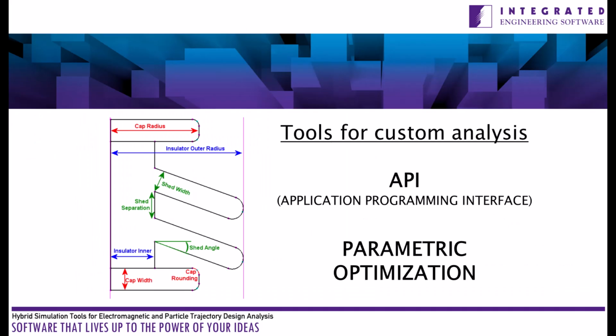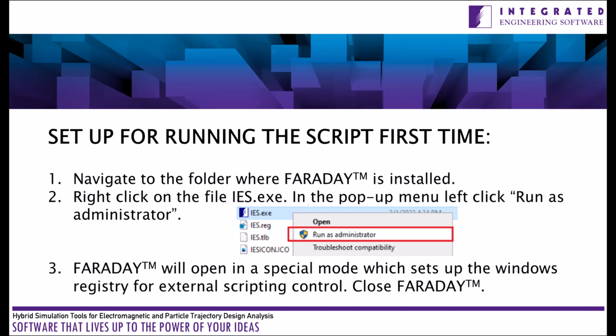Scripting via the API is the other major way of automating the use of integrated software. Scripting takes more setup time than parametrics, but offers much more power. While parametrics are restricted to studying systematic variation of existing model parameters, scripting offers many more possibilities. To run a script for the first time on your computer, some extra setup will need to be done.